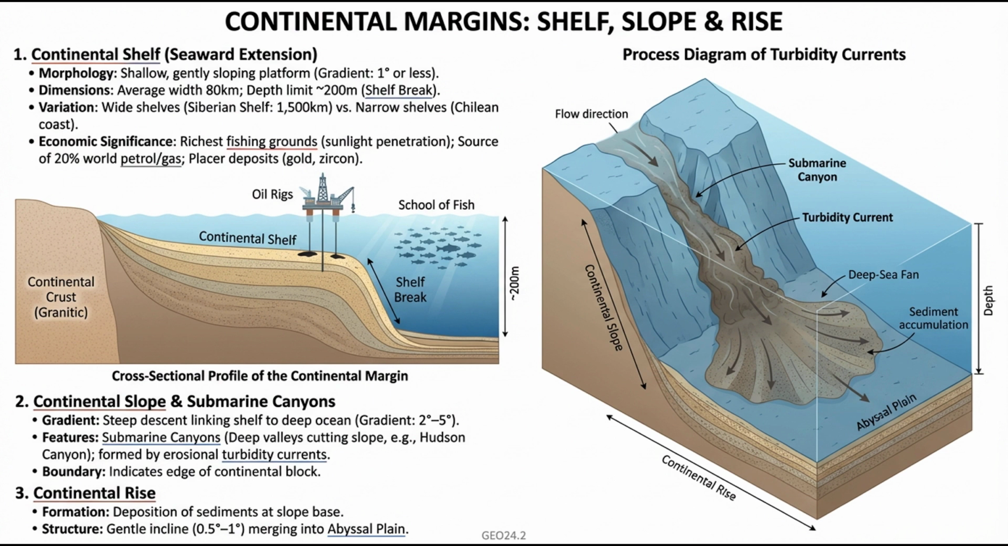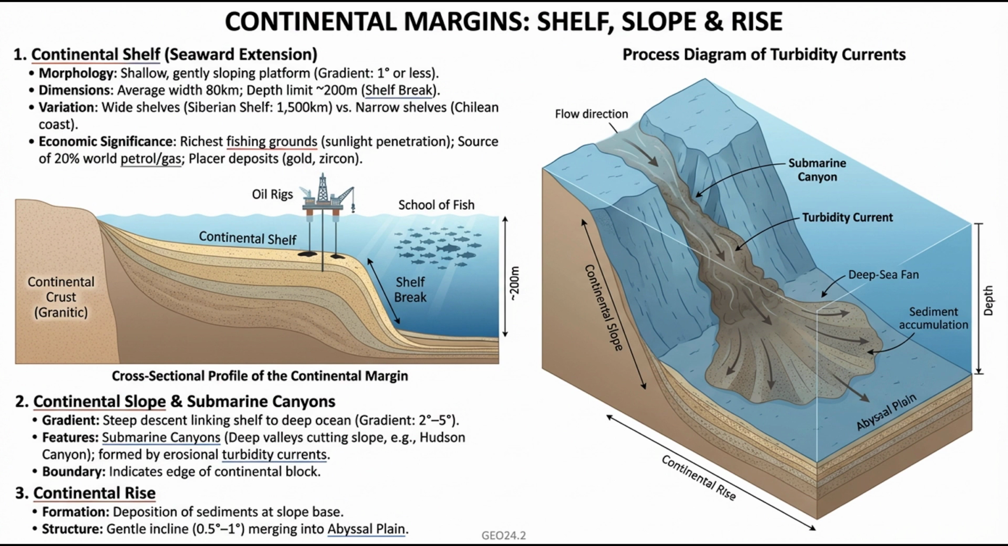That is why the world's richest fishing grounds, like the Grand Banks or Dogger Bank, are always found on wide continental shelves. Economically, this is the most valuable real estate in the ocean. Oil, gas, and placer deposits सब यहीं मिलते हैं. But notice, shelves aren't uniform. The Siberian shelf is massive, 1500 kilometers wide, because the Arctic coast is passive and tectonically stable. In contrast, the Chilean coast has a very narrow shelf because the Andes mountains are rising right there due to plate subduction. वहाँ shelf compress हो गया है.